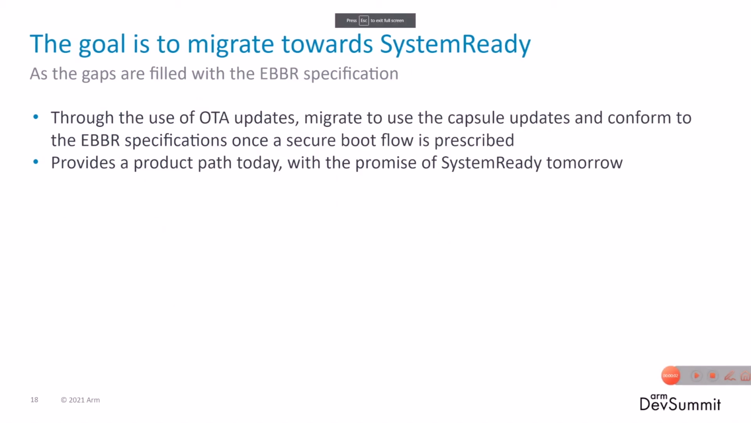So again, we want to move towards SystemReady, right? As the gaps are filled, we want to be able to get there. We have a solution in place to do that. So really the takeaway here is if you need to ship a product today, there's a way forward with the promise of SystemReady tomorrow. So you can get that compliance that you want. You can get all of this nice generic firmware parts, but if you need to ship today, there are solutions out there.